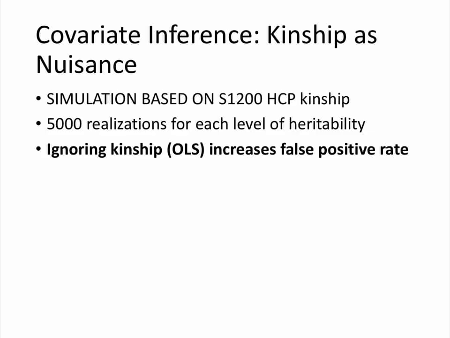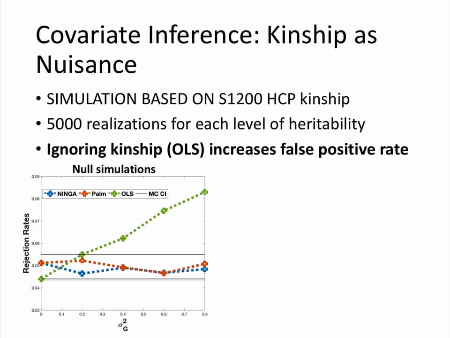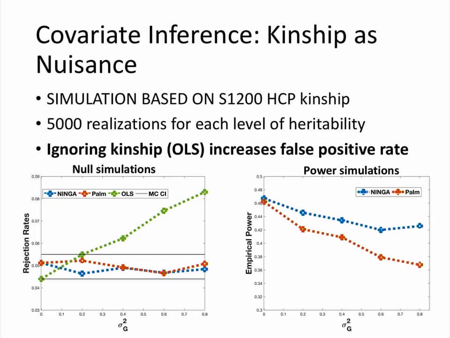In order to compare these 3 software packages, we use simulation. In the first simulation study, we did the null simulation. Again, there is no covariate effect, and we look at the false positive rate of the OLS when you ignore the kinship metrics, Ninja, and PALM. What you are seeing here is that clearly ignoring the kinship metrics, based on the level of variance explained by the kinship metrics, inflates the false positive rate, while both Ninja and PALM are valid. We did the second simulation study, and we compared the power between Ninja and PALM. Again, they are both valid, and their performances are similar.